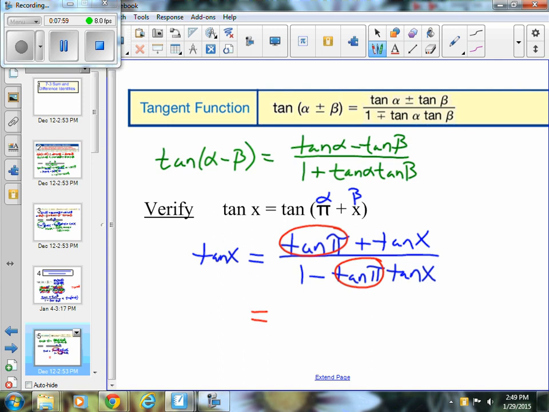All right, so let's see what we get for that. So what is tangent of pi? Well, that's 180. Tangent is 0. So we have 0 plus tangent of x over 1 minus 0 times tangent of x.